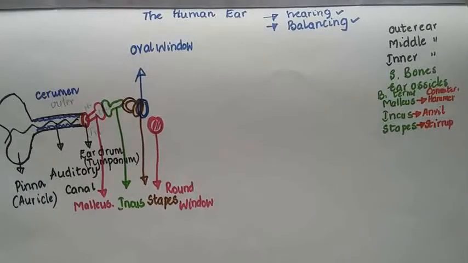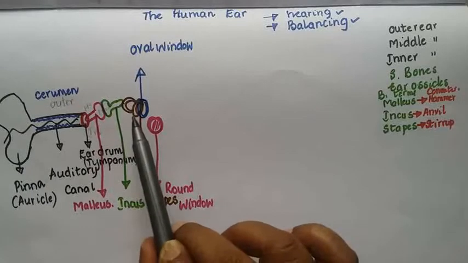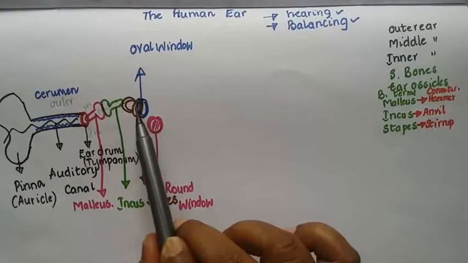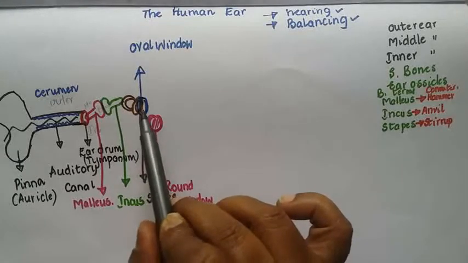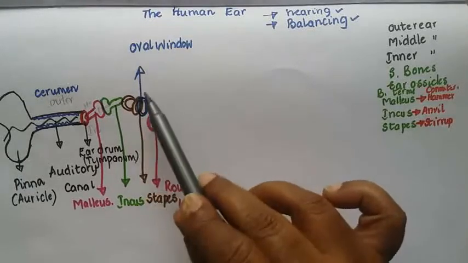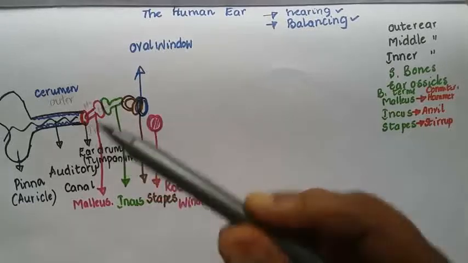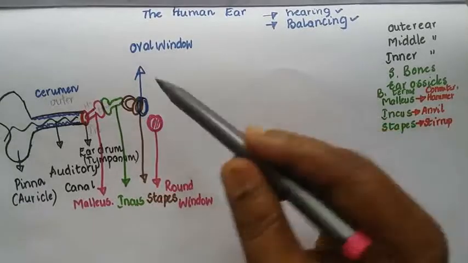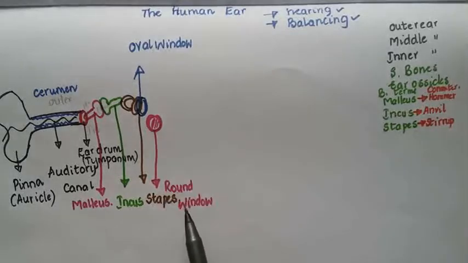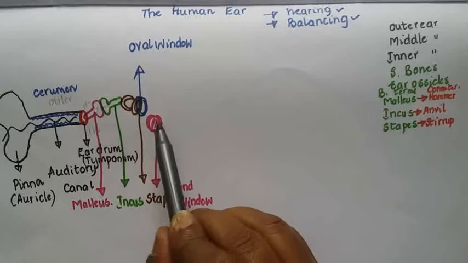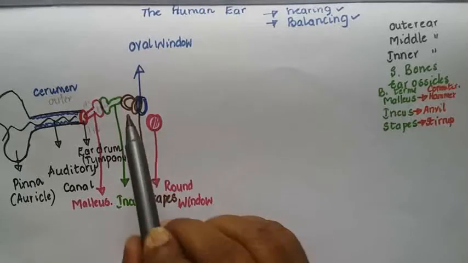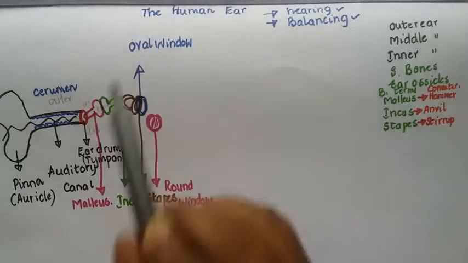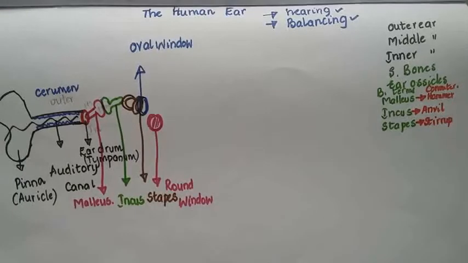So thus you can say that the base, or the flat portion, of the stapes is attached to an opening known as the oval window, which is covered by a thin membrane. Just at the base of the oval window, there is one more window known as the round window. If you look at its shape, it is round, hence known as the round window, and this one is oval in shape, known as the oval window.